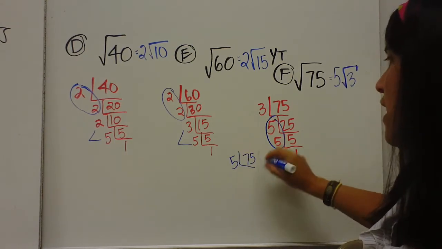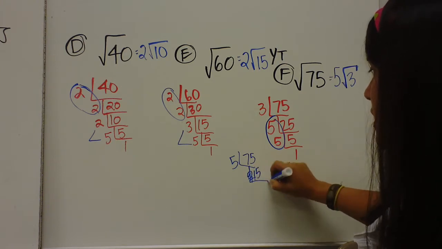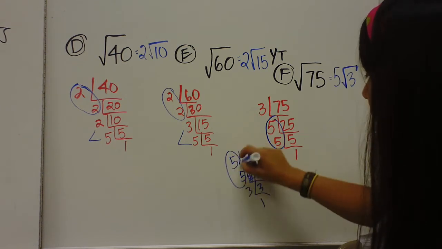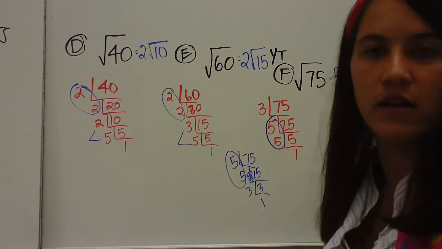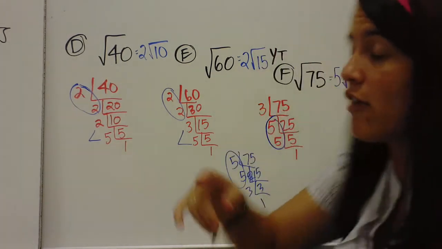If you had started with 5, let me show you. 5 will go into 75 15 times. And then 5 and then 3. So you still have 5 root 3. So it doesn't necessarily matter the order that you do it. As long as you do it correctly, you should get it right.